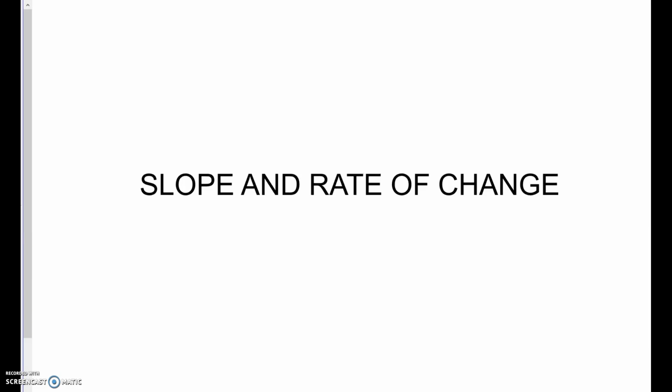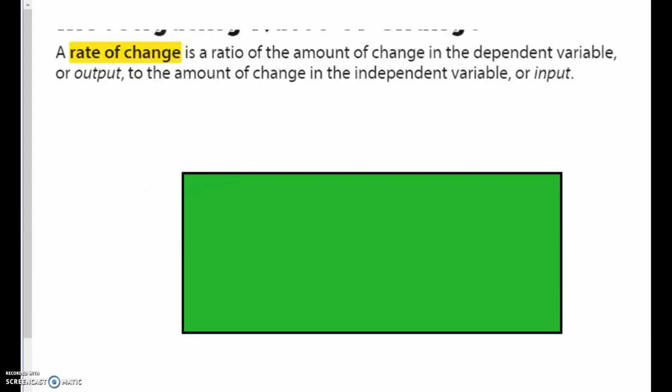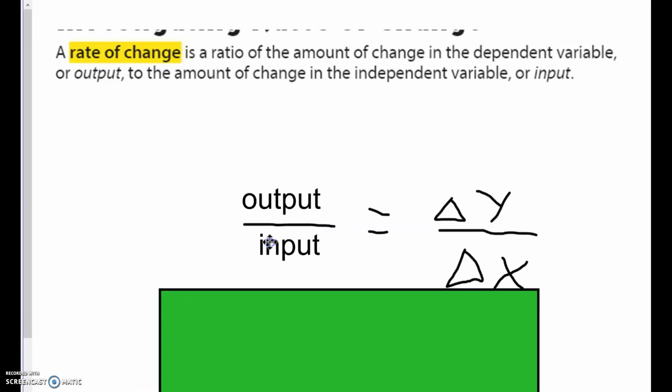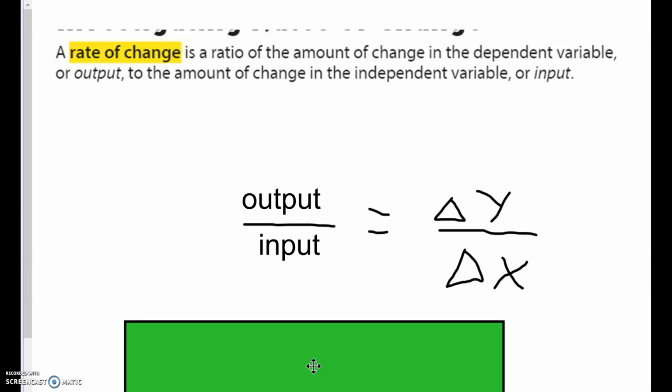Anyway, tonight we are going to talk about slope and rate of change. So let's start with rate of change. A rate of change is a ratio, comparing two values, of the amount of change in the dependent variable, or your output, or your y, to the amount of change in the independent variable, or your input, or your x. So a lot of times you will see it written as output divided by input, which equals the change. That triangle means change. Change in your y over your change in your x.